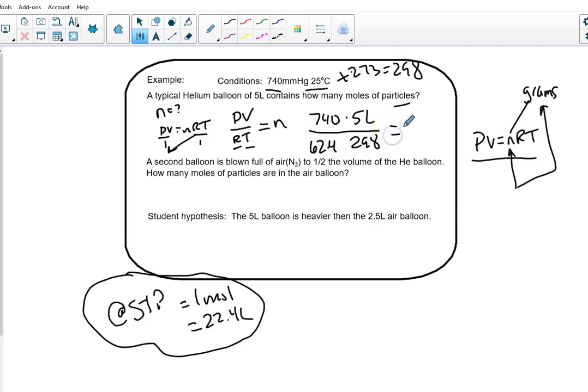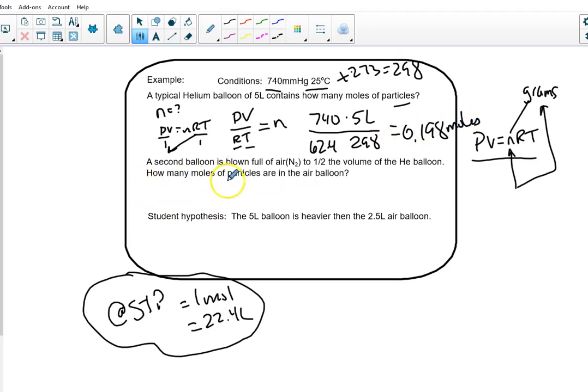And this is going to give me my answer. So I'll take this and go 740 times 5 divided by 62.4 divided by 298 equals 0.198, and it's going to be a unit of moles.